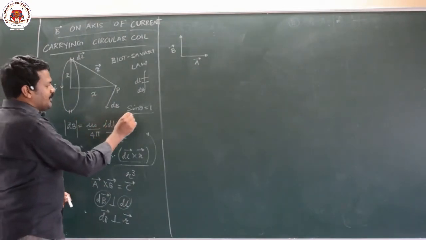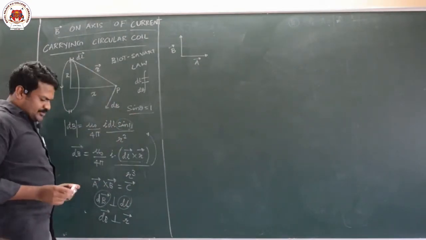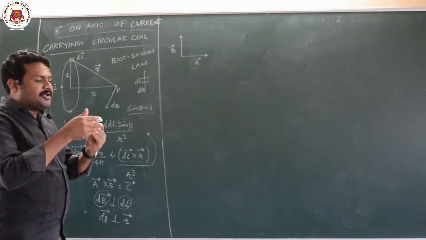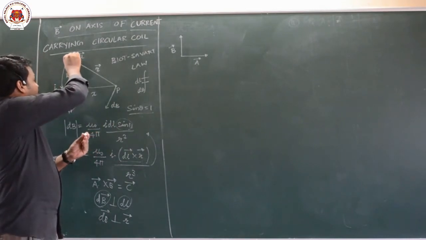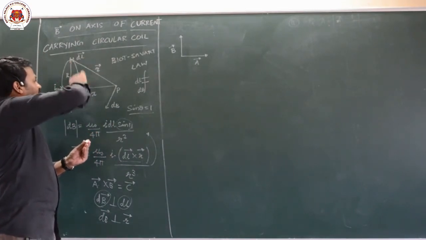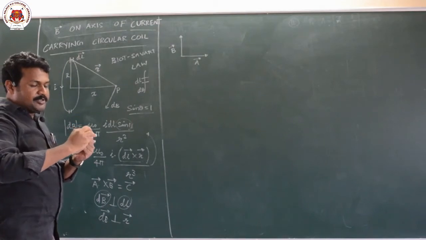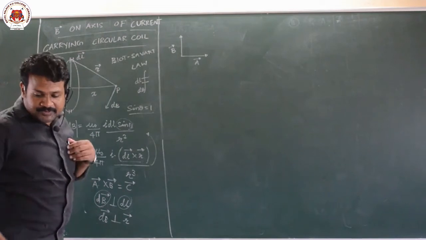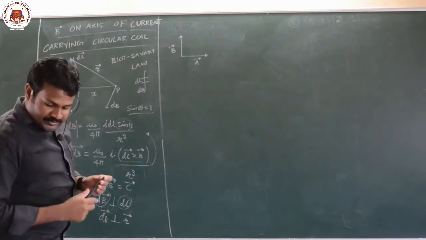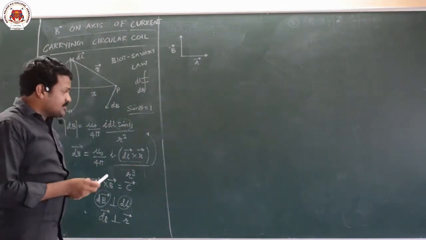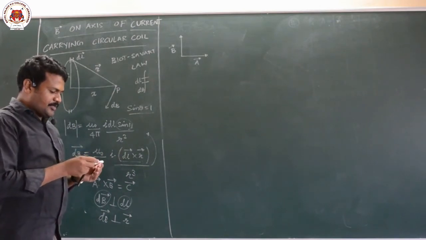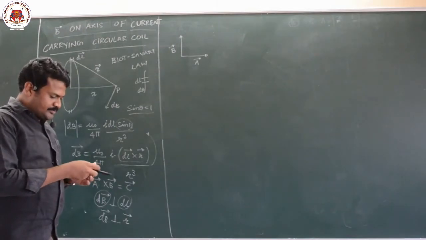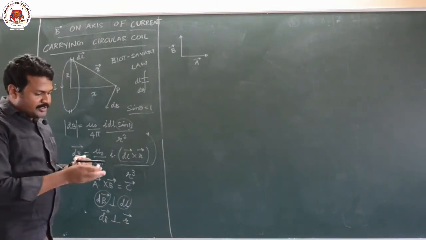So what is the angle between dl and r bar? Let us understand clearly. This is dl, a small part of the coil I have taken, and this is r bar. This is in the X plane, this is in the YZ plane like this. Now if you see, B bar also will be perpendicular. Let us take three directions. This is dl. If this is r, this is B.